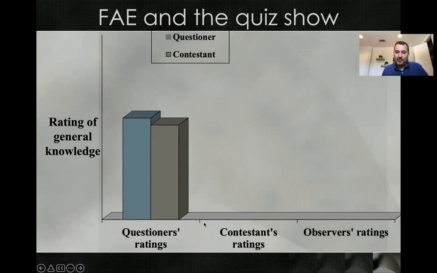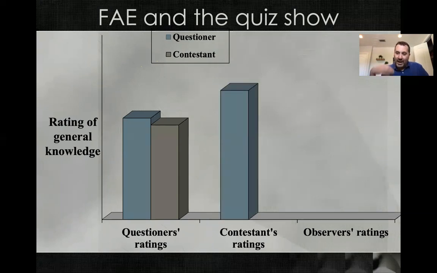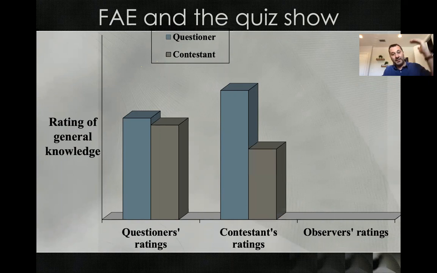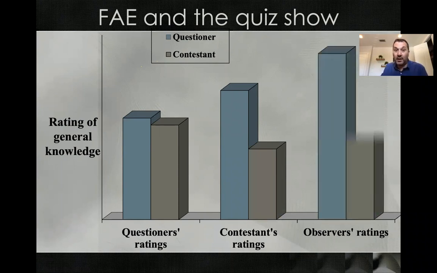However, the contestants were not unbiased. When you ask the contestants about the questioners' knowledge of general trivia, they rated the questioners being really high, and they rated themselves as being significantly lower in terms of their knowledge of general trivia. And if you look at the observers' ratings, they show the same thing. They also rated the questioner as being much more knowledgeable than the contestant.